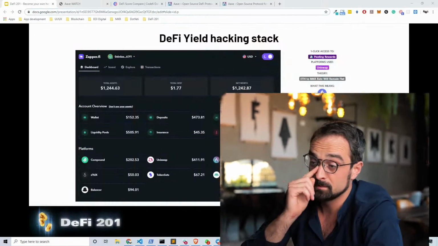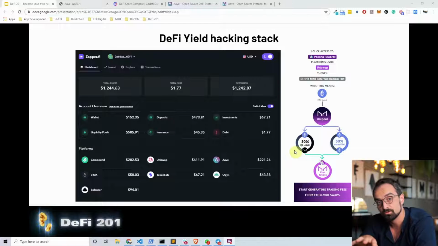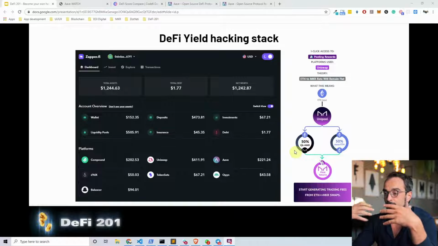All right, guys, now let's continue with the second part for the yield hacking strategies that we're setting up. So as we explained before, we can have DeFi work for us by investing in stable tokens, by investing in token sets or DeFi hedge funds, or by providing liquidity into trading pools. So how does that exactly work?